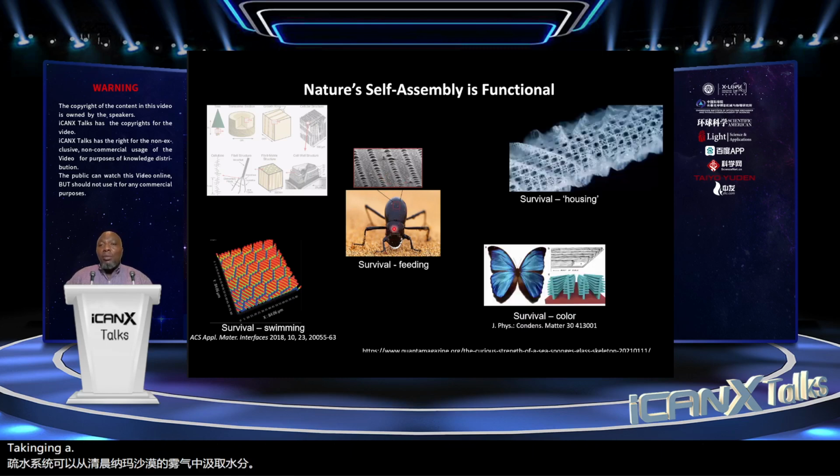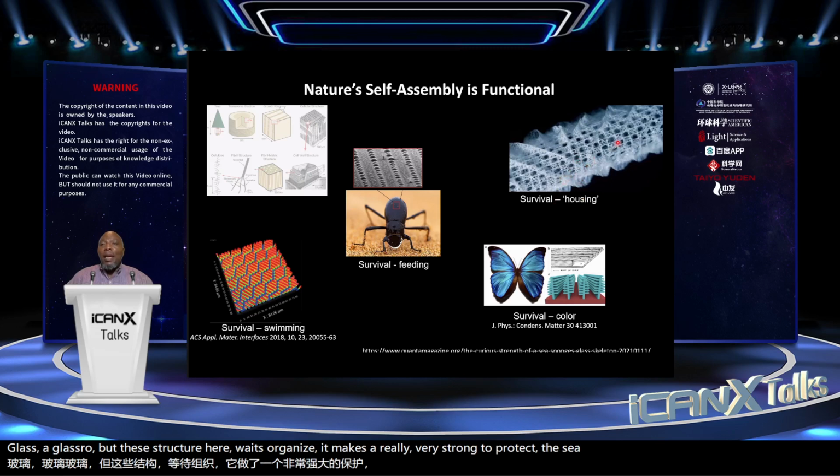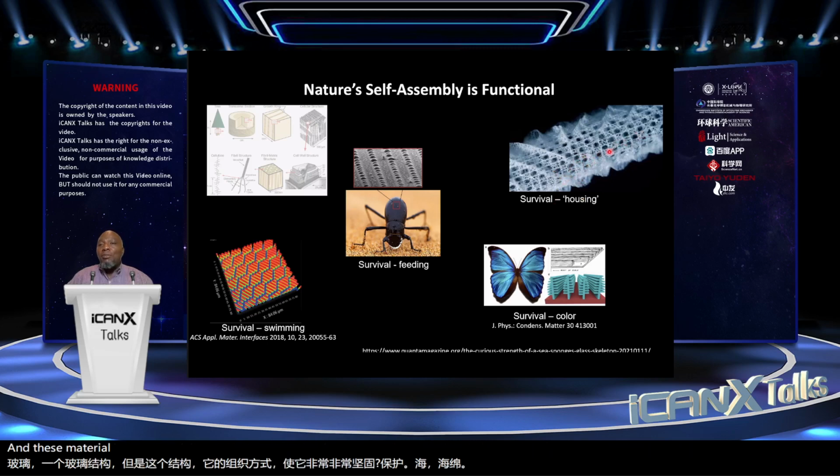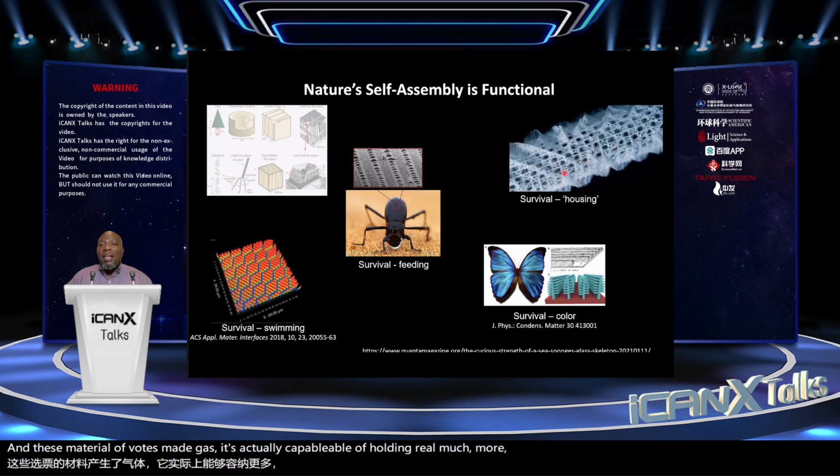Taking a further look, in the deep sea, you see organized structures like this. This is a glass structure, but the way it's organized makes it really, really strong to protect the sea sponge. And this material, although it's made of glass, is actually capable of holding much more weight than we can achieve with our traditional way of fabricating glass.